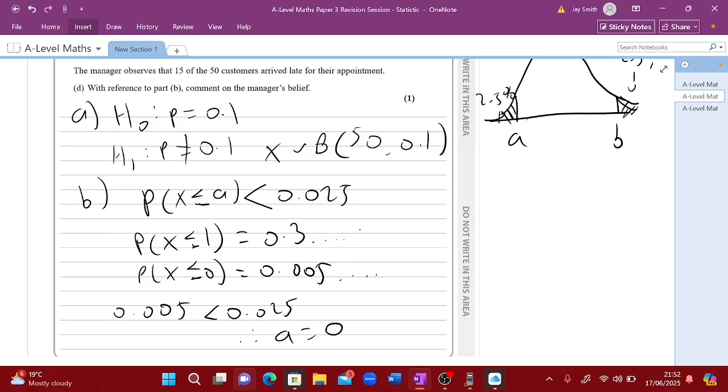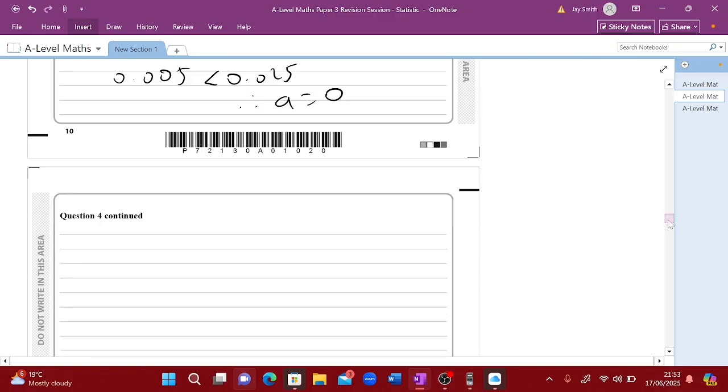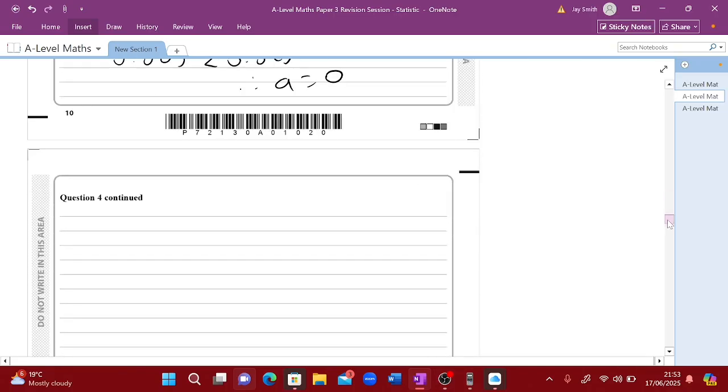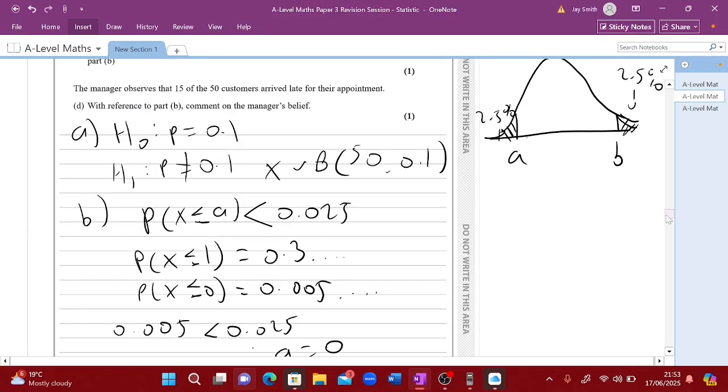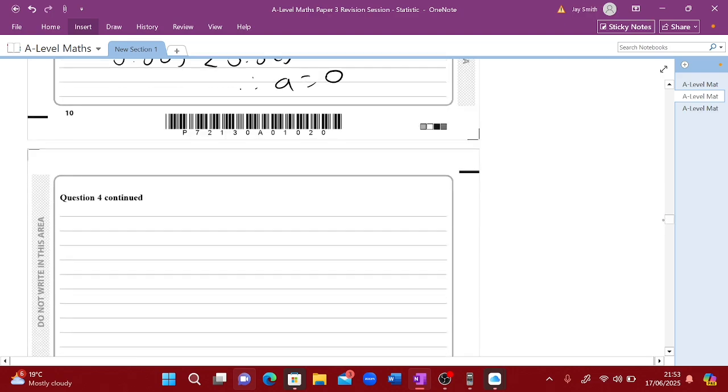So I wrote x less than or equal to 1 to show the examiner or whoever that I'm testing values, and this value is above 0.025, so then I'm considering the next value down. Okay, and actually 0 is the first value that goes below 0.025, and unfortunately 0 is the only value. So A is 0, so that's the critical region. On the lower end, we can only accept that there's a difference if there are no customers late, okay? Which I guess makes sense, right?